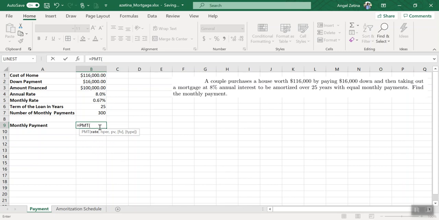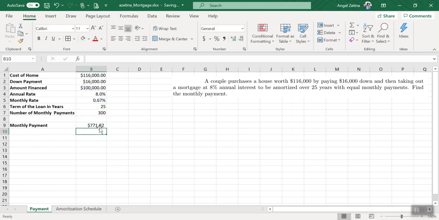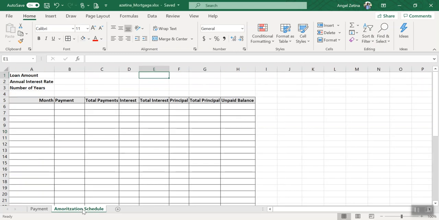So equals PMT, then we first start by selecting the rate. So we go to B5, comma, we select the total number of interest periods, and we enter the negative, sorry, not negative 160, the 100,000. That will give us the monthly payment. We're going to use this information shortly, so let's go straight into the amortization schedule.